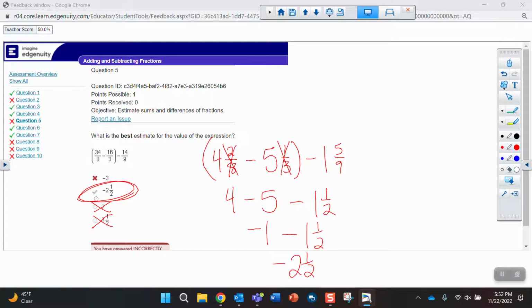Again, it's the best estimate. Is saying -3 totally wrong? I guess they just think that it's too far, too much of an estimation and not close enough.